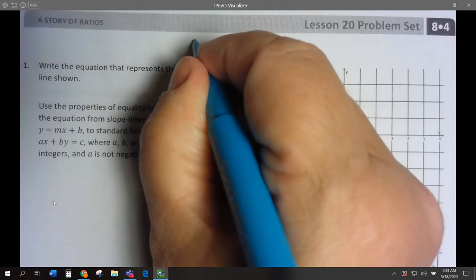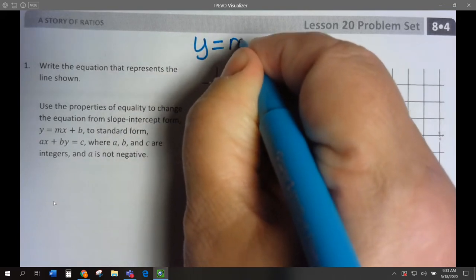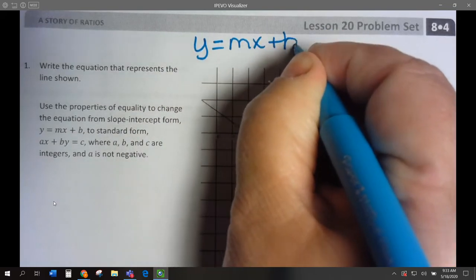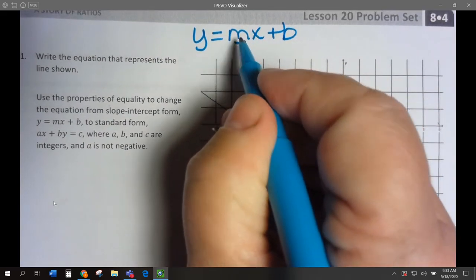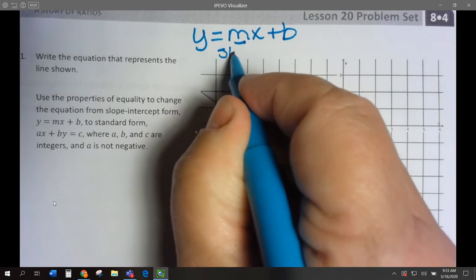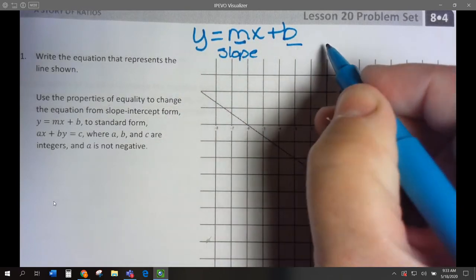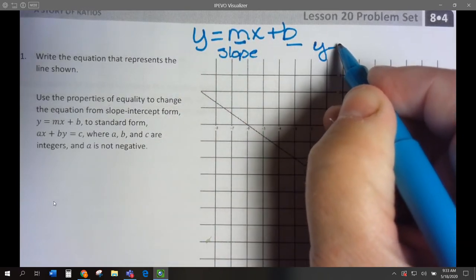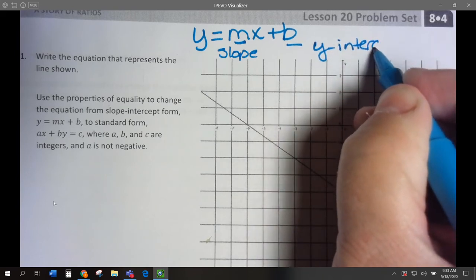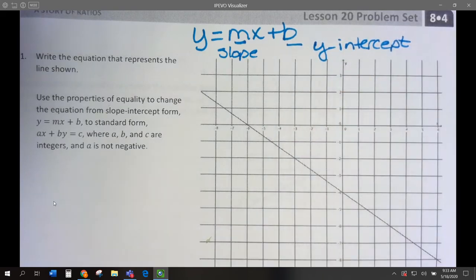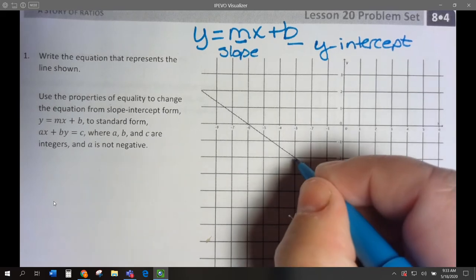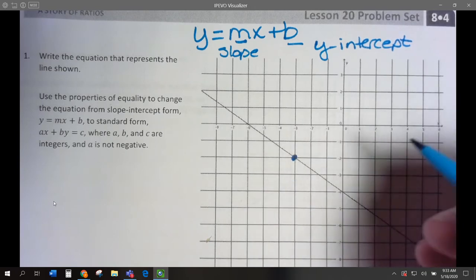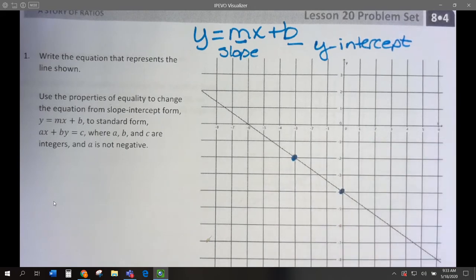Remember, slope-intercept form is y equals mx plus b. So we need to find m, which is our slope, and b, which is our y-intercept. Going back to getting slope from a graph, we need to pick 2 points. So I'm going to pick this point because it's on an intersection and this point.